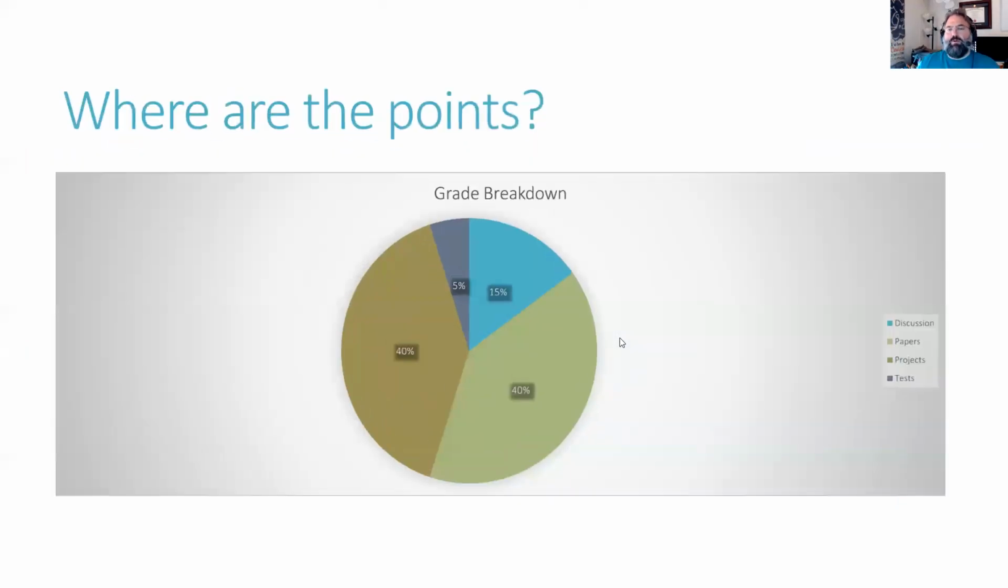So where are the points? Whenever I take a course, I always sit down and figure out where the points are and what I need to be paying attention to. You'll notice here that it's pretty much an even split between papers and projects. And then there is a test, 5%, just because you're in college, you've got to have tests. And then the remaining 15% are coming from your discussion boards, 1 point at a time.